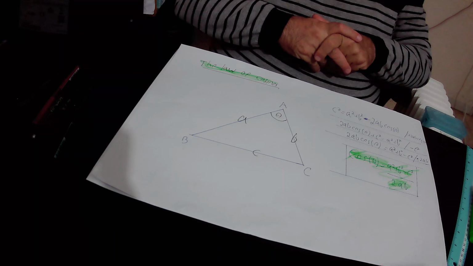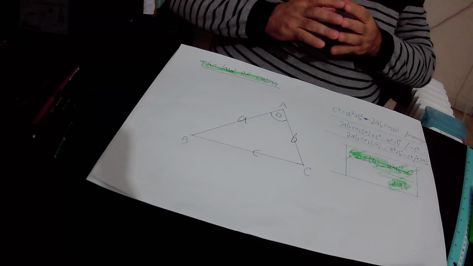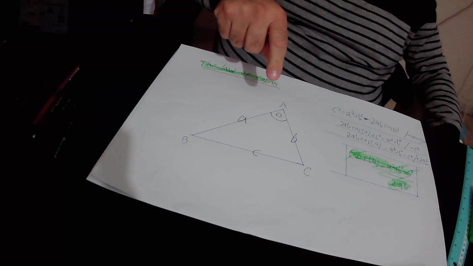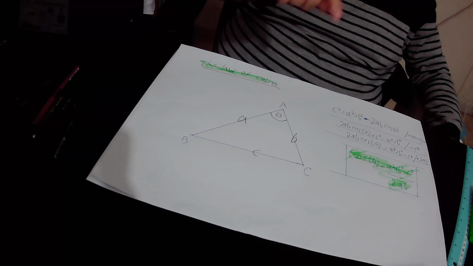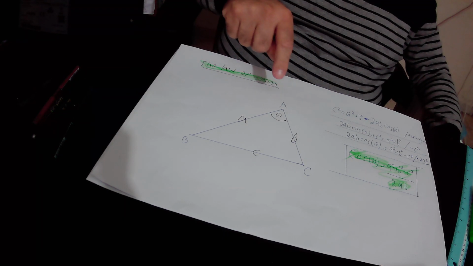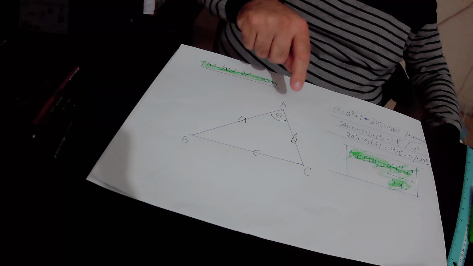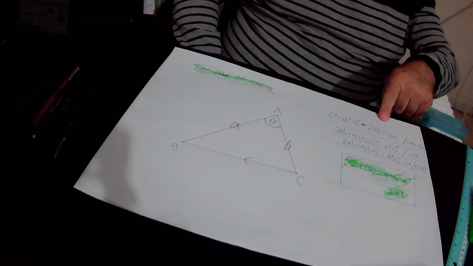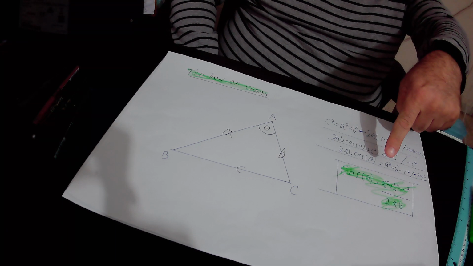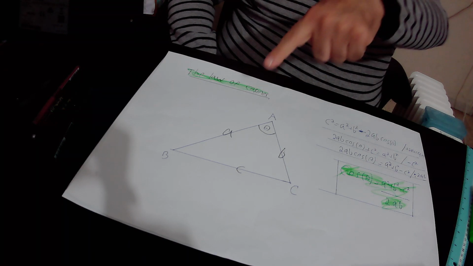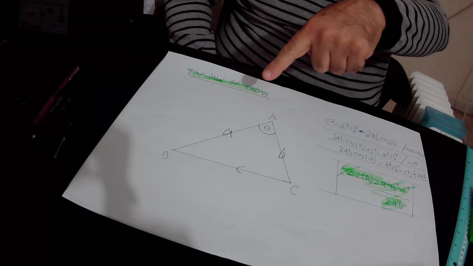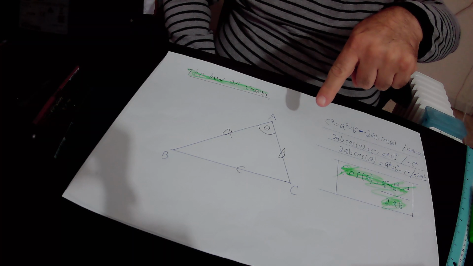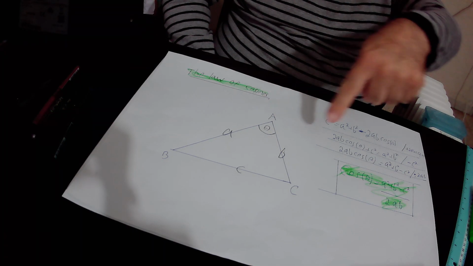Then, according to the law of cosines, in this triangle ABC, c square equals a square plus b square minus 2 times a times b times cosine theta. Again, c square equals a square plus b square minus 2 times a times b times cosine theta. And from this equation, it is very easy to arrive to this equation that states that cosine theta equals a square plus b square minus c square over 2 times ab. Again, cosine theta equals a square plus b square minus c square over 2 times a times b.